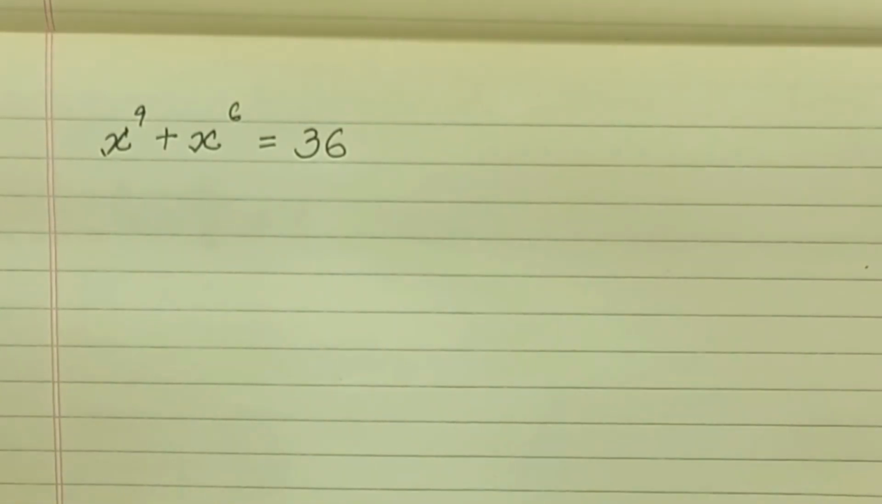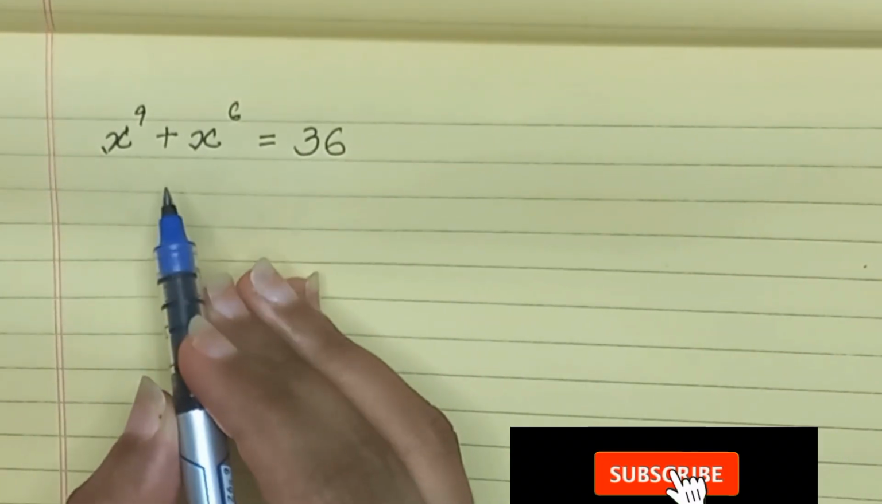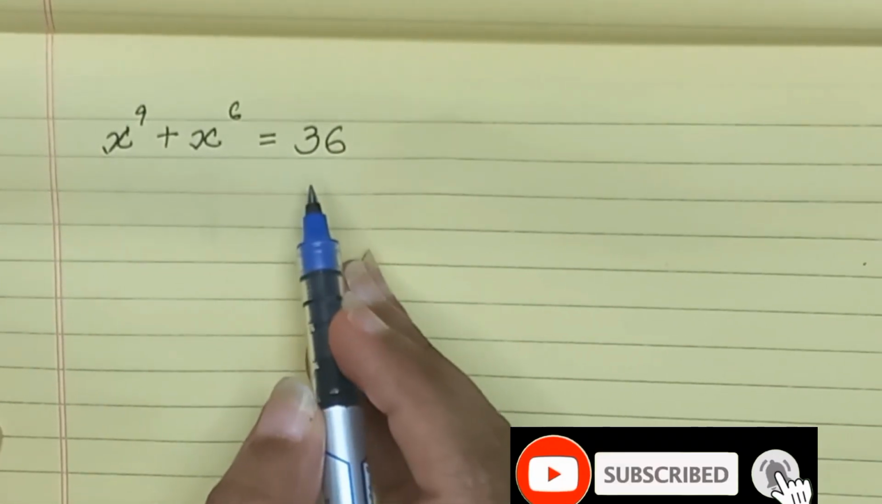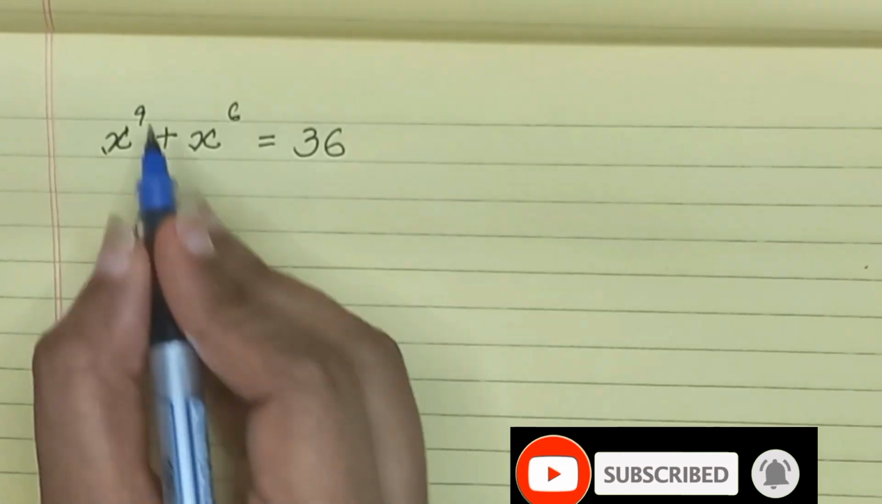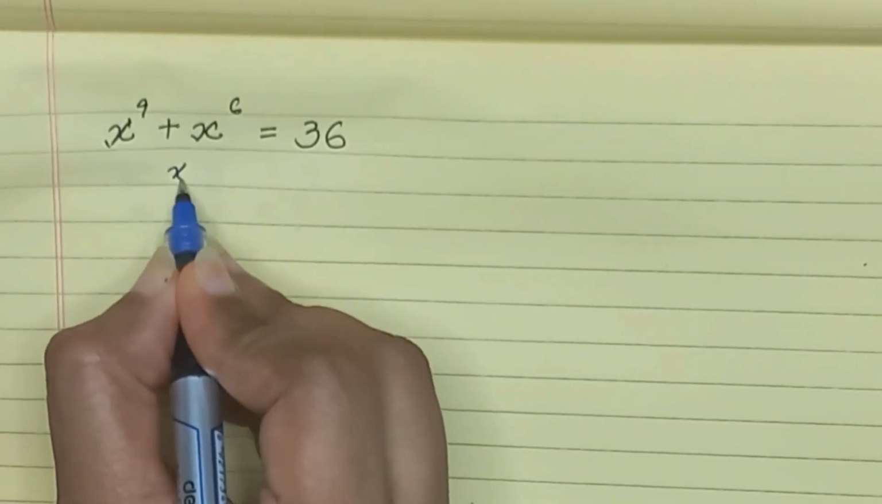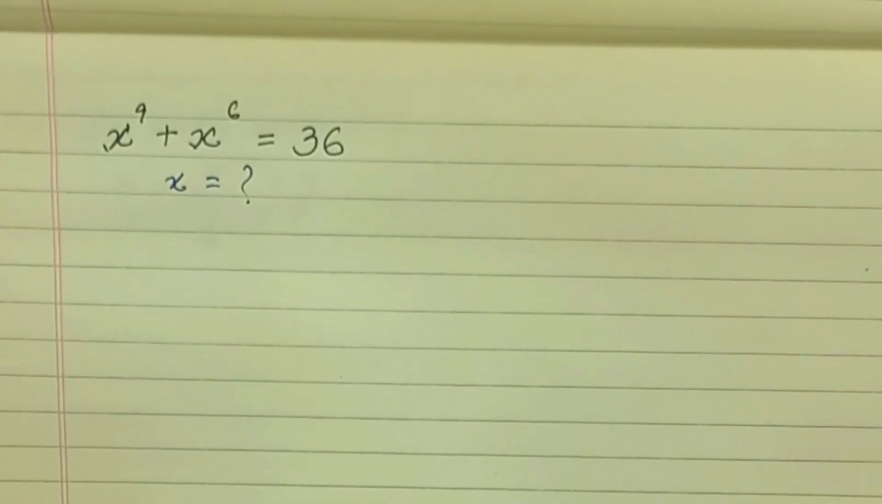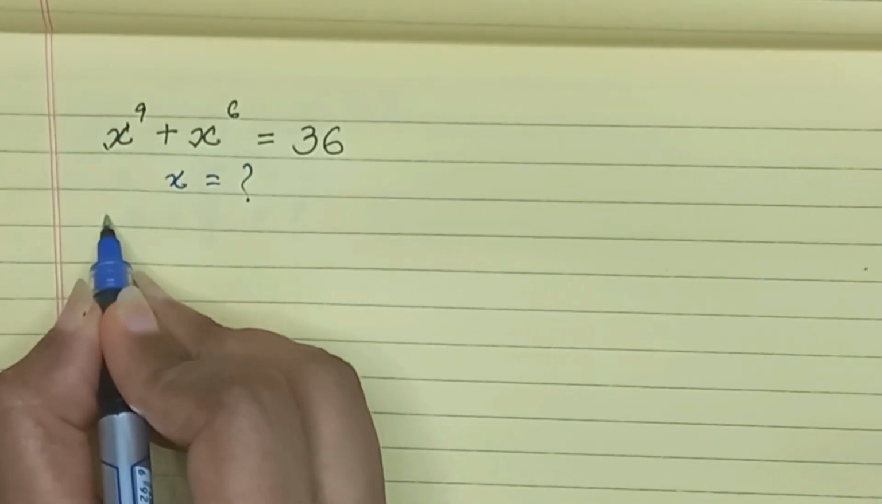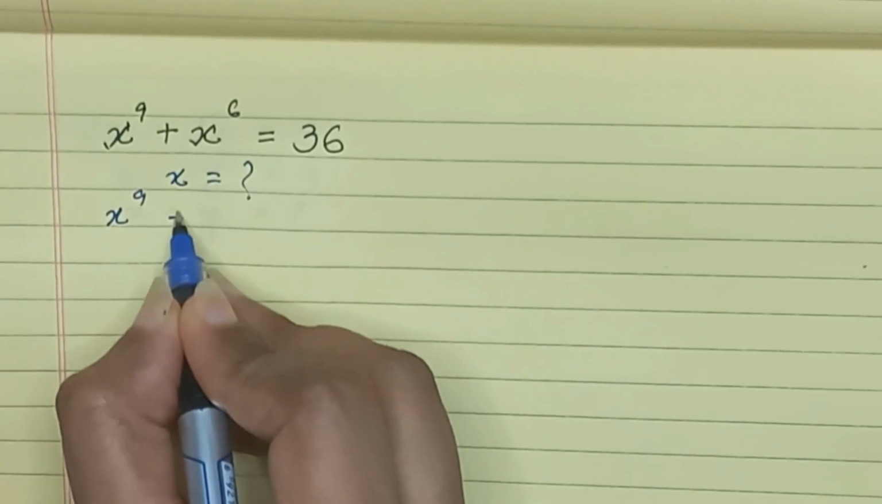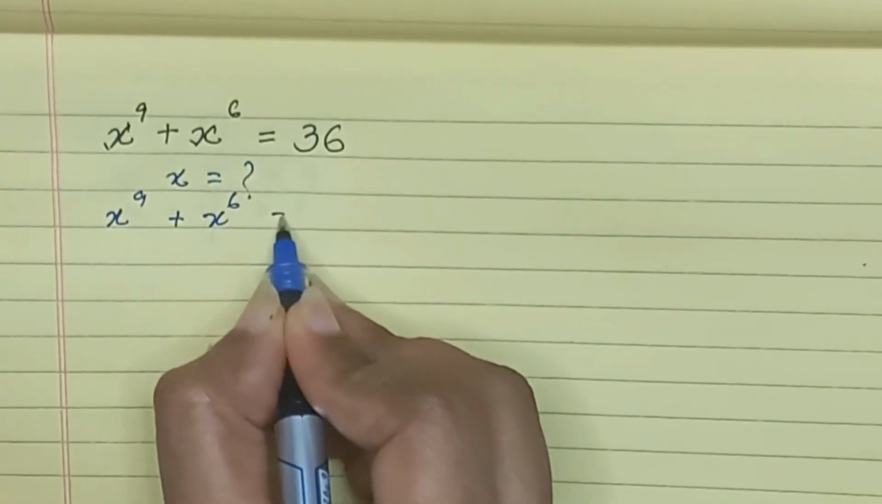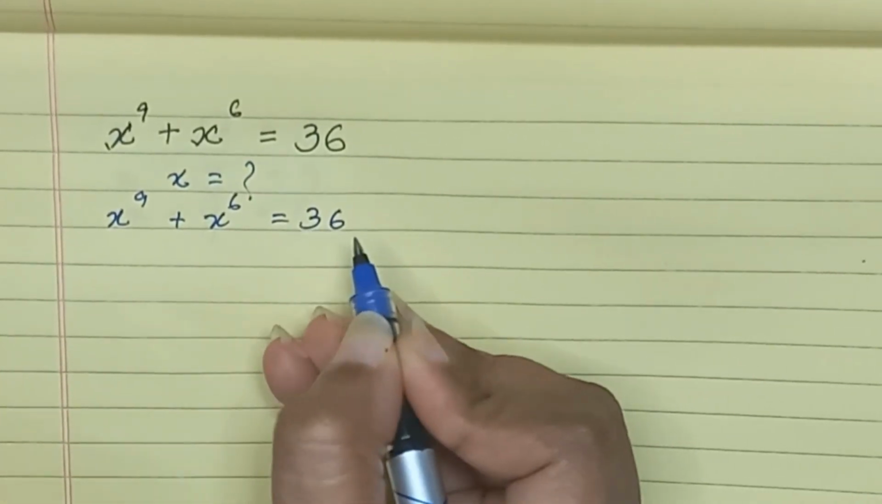Today I have a question: x raised to the power 9 plus x raised to the power 6 is equal to 36, and we will find the value of x. So let's start the solution. We have x raised to the power 9 plus x raised to the power 6 equal to 36.